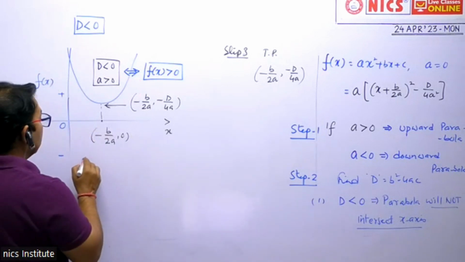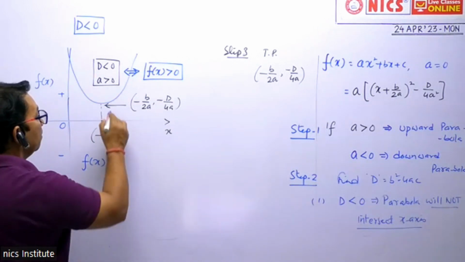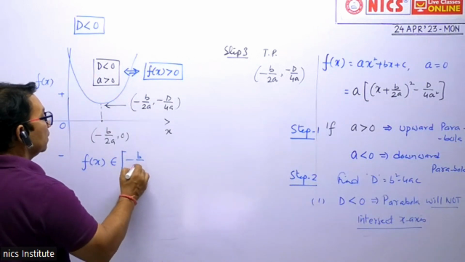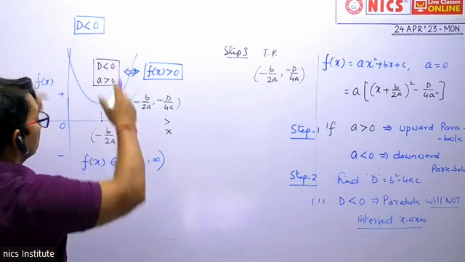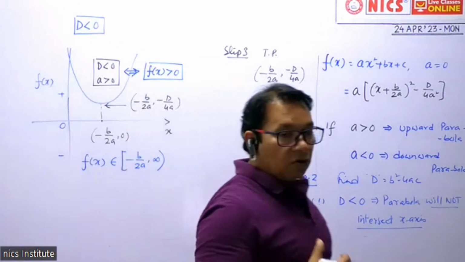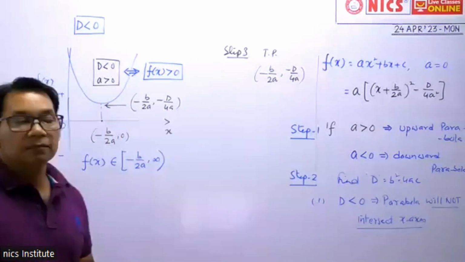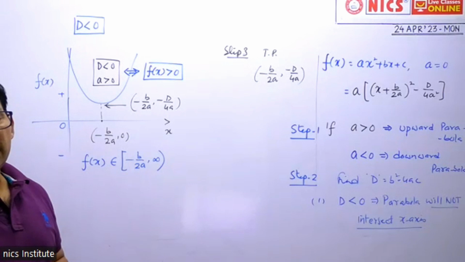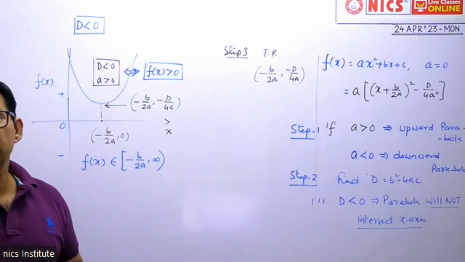You can also say that the range of the parabola, the value of f of x, will always have a minimum value in the closed interval starting from minus D by 4a, and the graph is going up and up, so the maximum value would be infinity. Draw this and write this down. When D is less than 0, a is greater than 0.